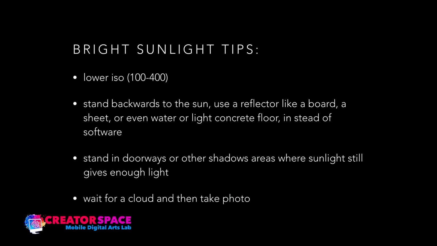So, bright sunlight tips. Because of the bright light, you have to, in the manual settings, try to be more on the lower side of the ISO. So like 100 to 400. If you can put it on 100, it will benefit your sharpness. If you put it on 1000, you have to compensate that. So that's too much. It's too much light coming in. Stand with your back to the sun.